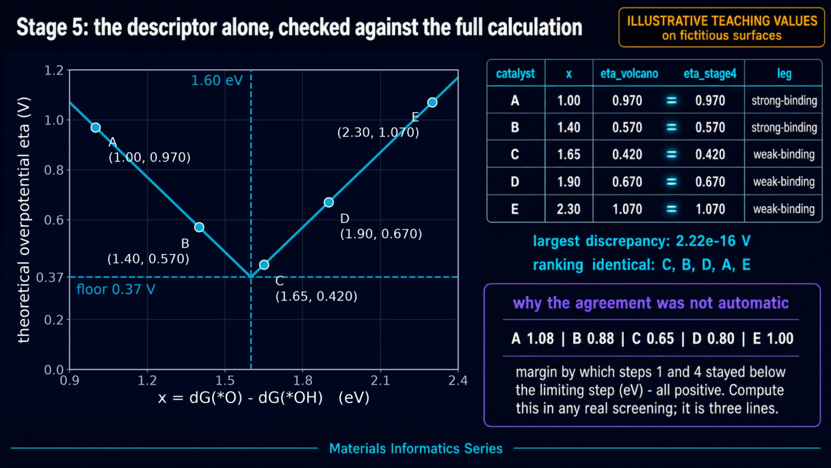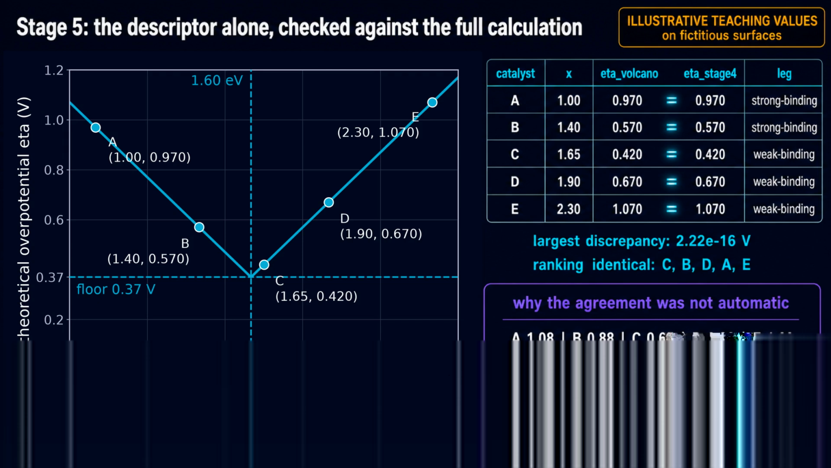The agreement was not automatic. Steps 1 and 4 are invisible to the descriptor, and the printed margins, between 0.65 and 1.08, show how far they were from mattering. Compute that margin in any real screening.